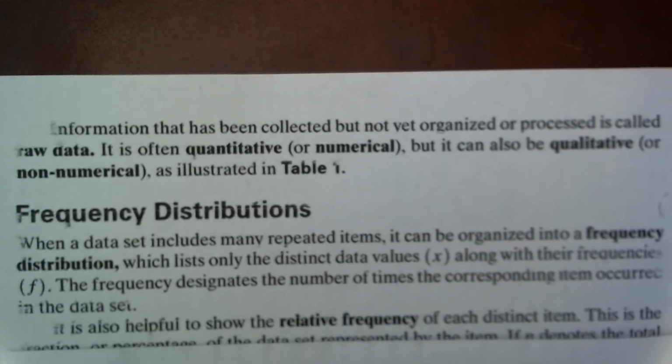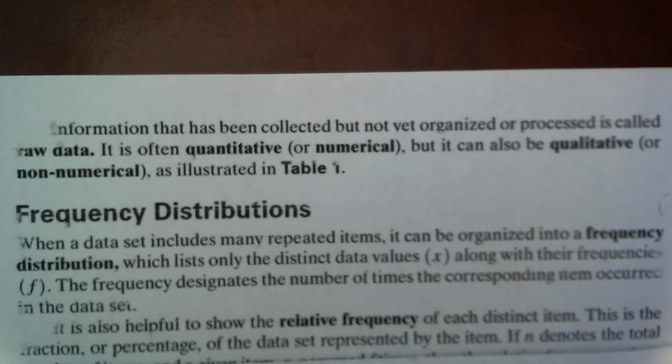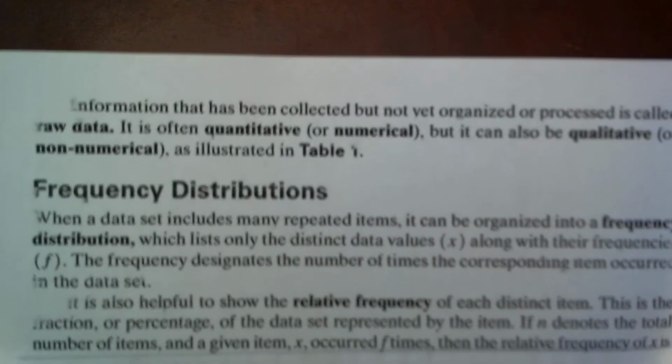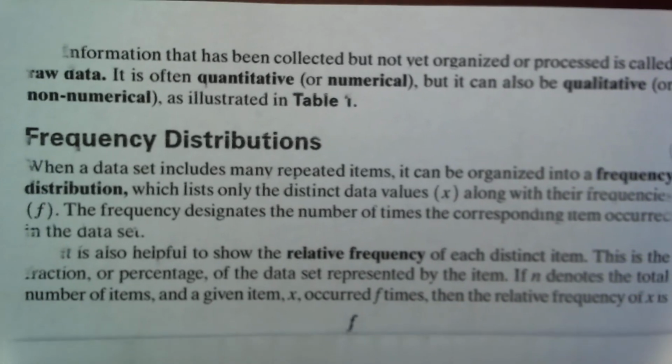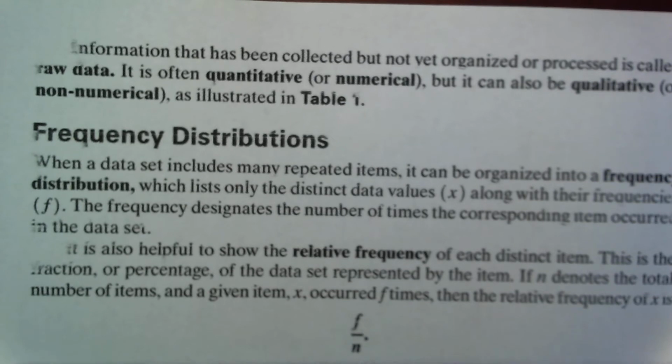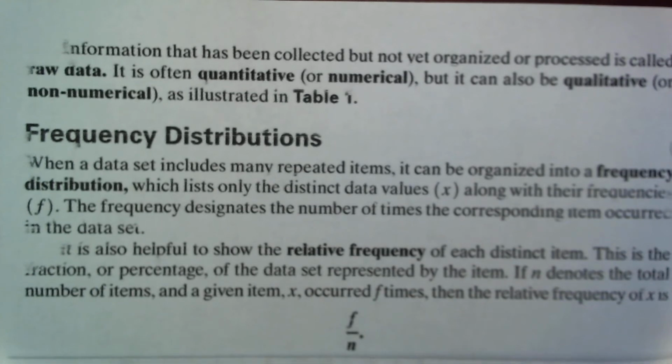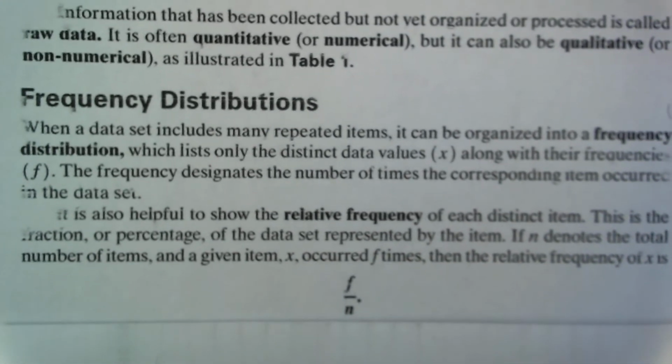It's also helpful to have a relative frequency for each of the distinct items. And this is a fraction or percentage of the data set, and it's represented by the item. So if n is the total number of items of a given data set, and a given item x occurred f times, then the relative frequency of x is given by f divided by n. That may all sound very abstract, but when we look at it from a data setting here, it becomes apparent what that all means.